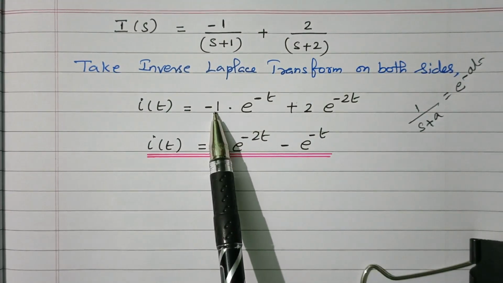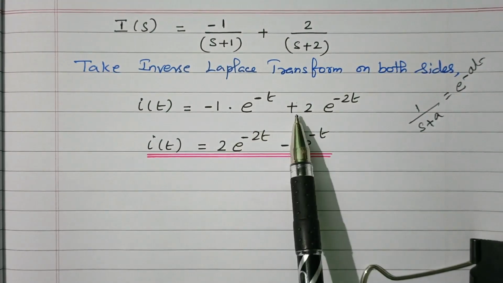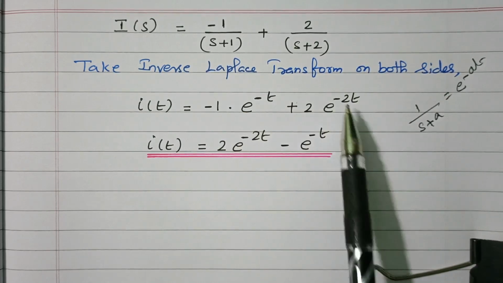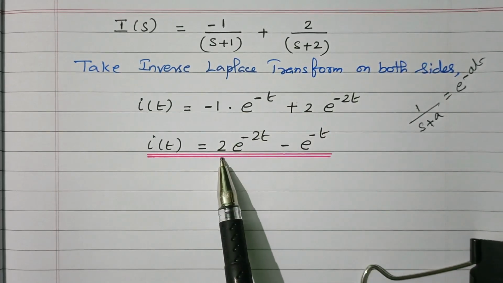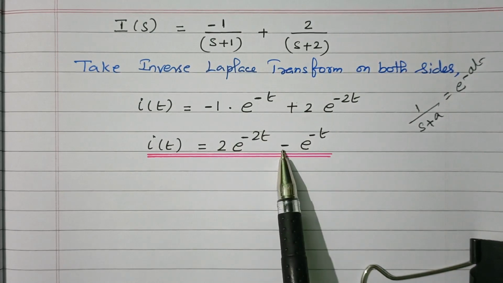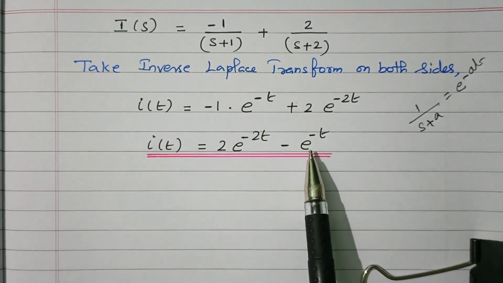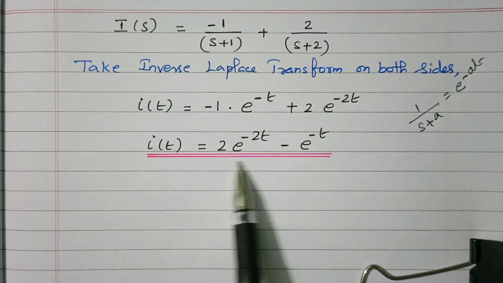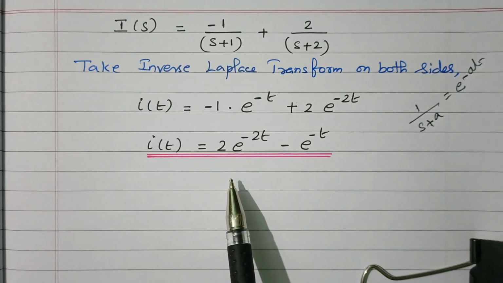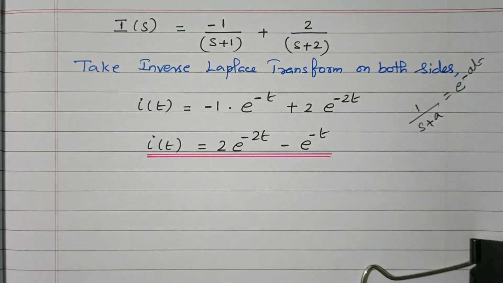So here we have minus 1 into e power minus t, plus 2 into e power minus 2t. We can rearrange it as 2 e power minus 2t minus e power minus t. This is the final expression for the transient current, the current flowing through the circuit. So in this video we discussed a solved problem based on the RC circuit, resistor and capacitor, and we obtained the expression for the transient current.